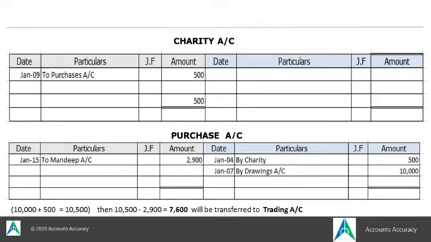And you know very well, nominal accounts are those accounts which include expenses, revenue, incomes and gains. So the charity account will not be balanced, simply the totaling of the side will be done. Here only the left hand side is there, that is 500, and the same total will be written below, and this is transferred to the trading account when we make the final accounts. That is done in a sole proprietor's final accounts.